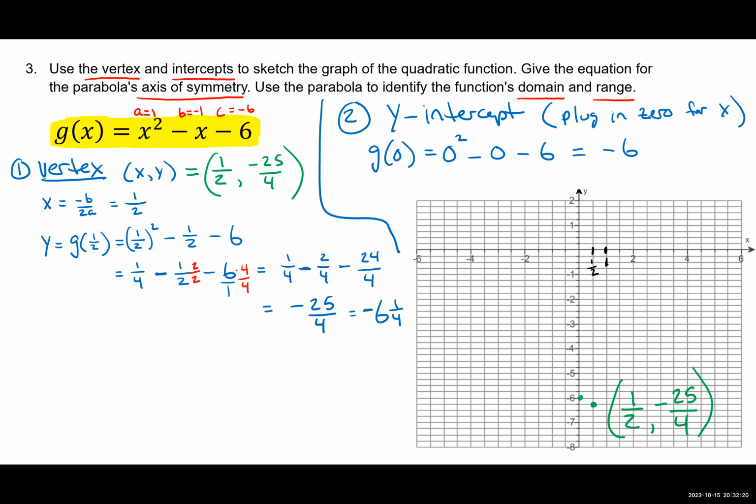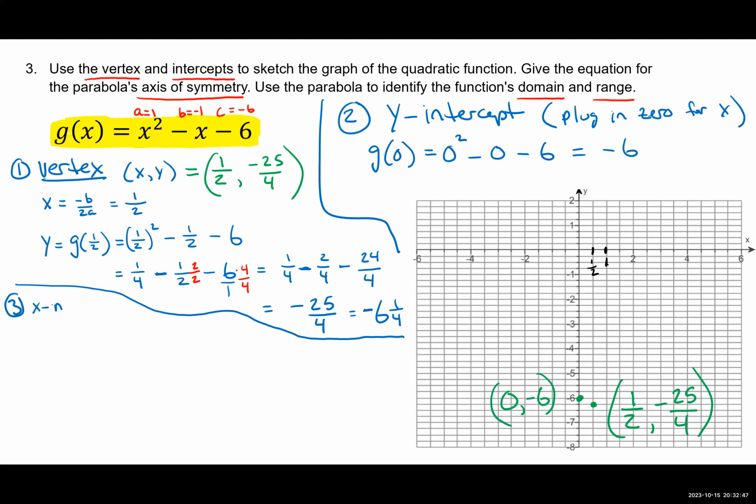When x is 0, y is negative 6. So there's 2 points. We have the vertex. We have the y-intercept. So now let's find the x-intercept. We don't have too much room on this screen, so I'll do the best that I can. Oh, not 6, 3. So we had vertex, then y-intercept.